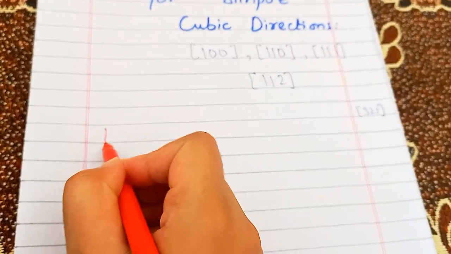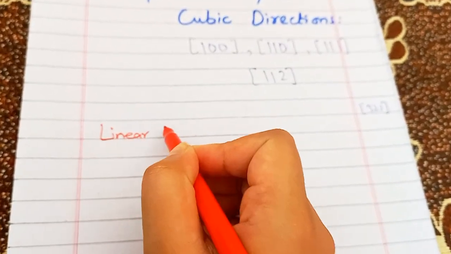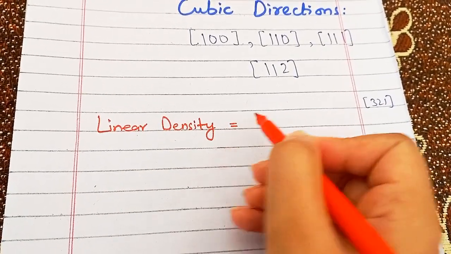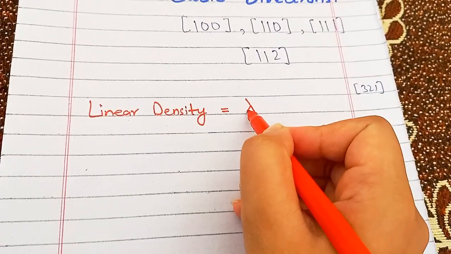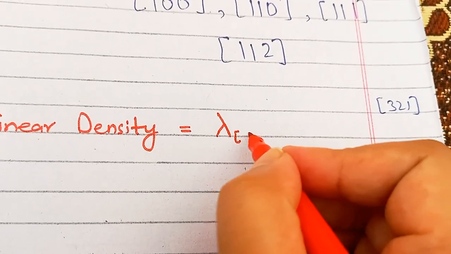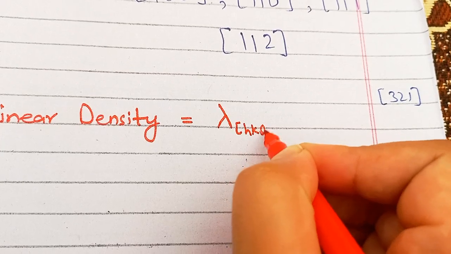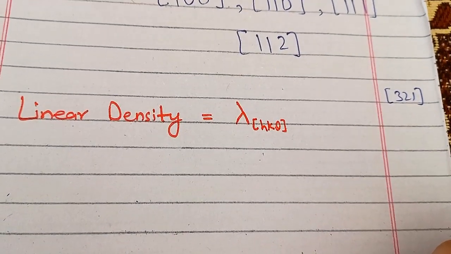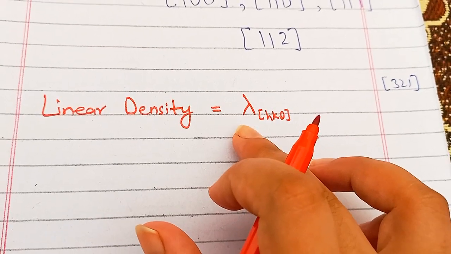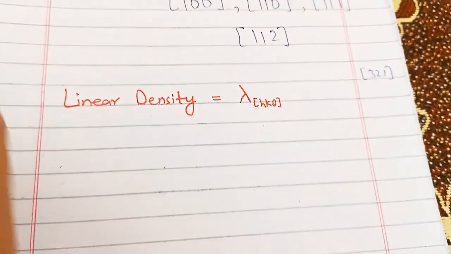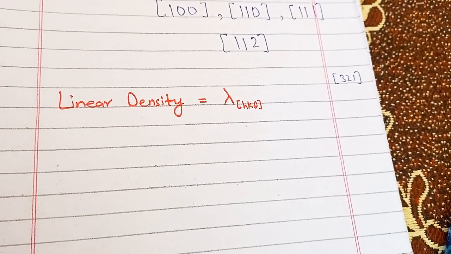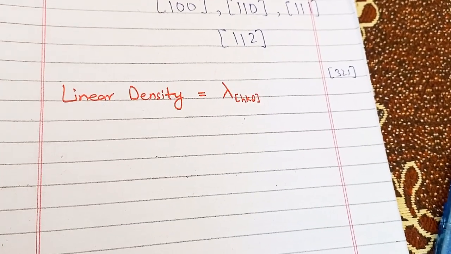So let me write the formula. Linear density, let me denote it by lambda sign. And in subscript we can write the directions whose linear density we are gonna calculate. This is something that I'm writing in subscript. It's totally up to you if you want to write it or not. You can simply use lambda sign, but it's better to use that notation because it will help us to differentiate which linear density we are calculating, like for which direction we are calculating it.